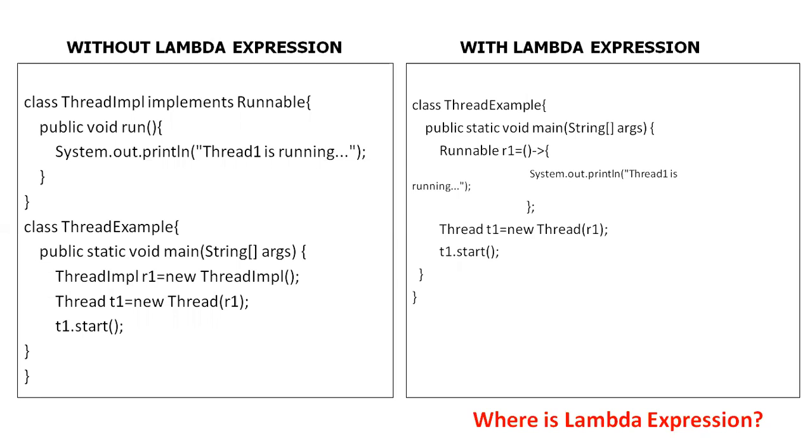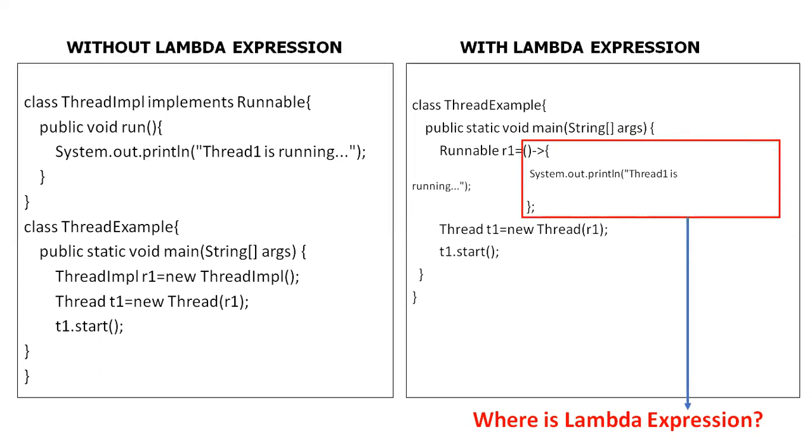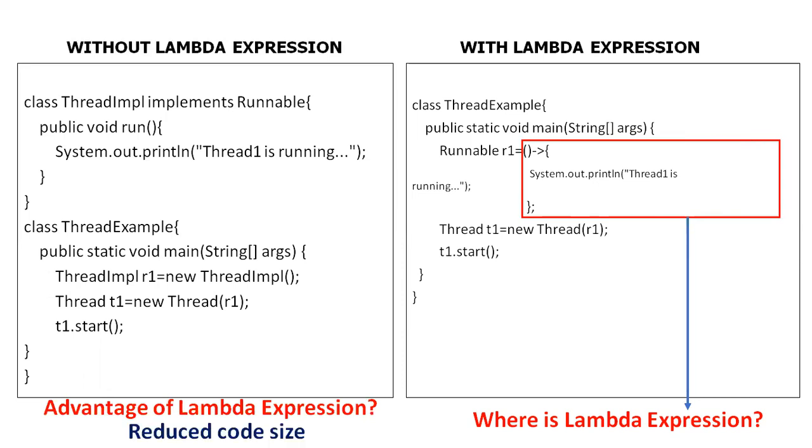With a lambda expression, we create a class ThreadExample, public static void main(String args). In Runnable, r1 is a lambda expression: parentheses open and close, then the arrow symbol, and curly braces open. It is a block lambda, with System.out.println "Thread is running". It's a block lambda expression. Then Thread t1 equal to new Thread(r1), and t1.start. The advantage of lambda expression is reduced code size.